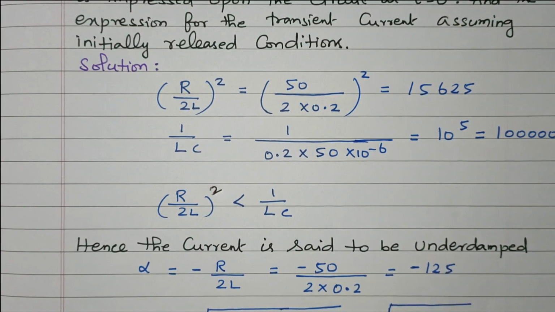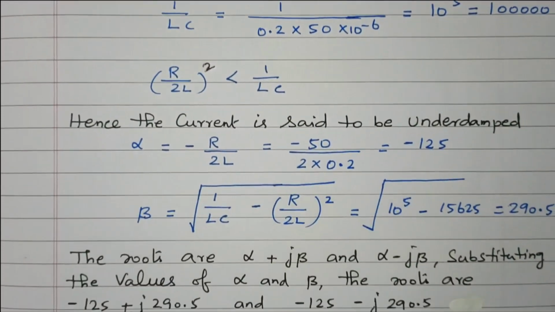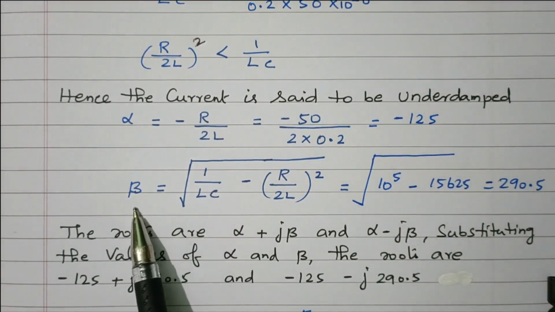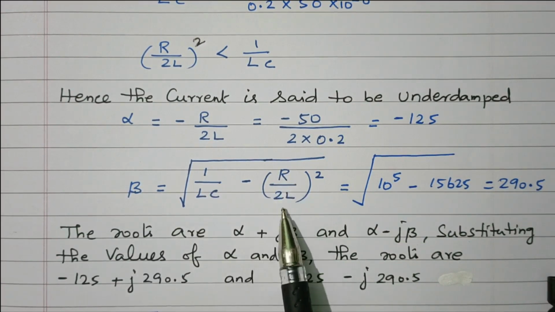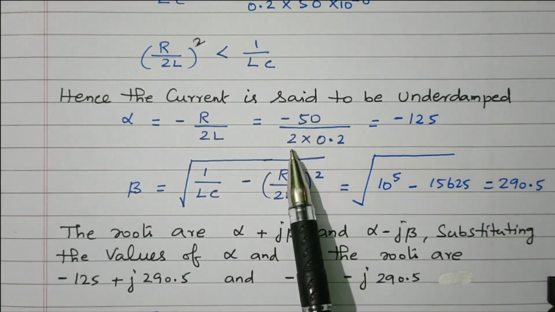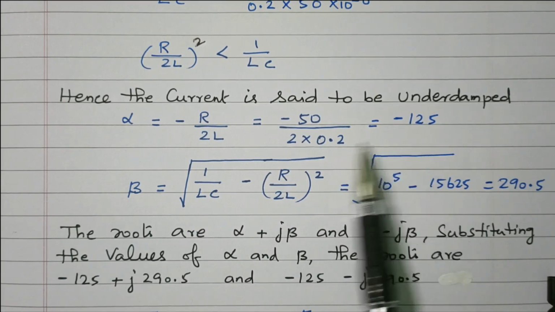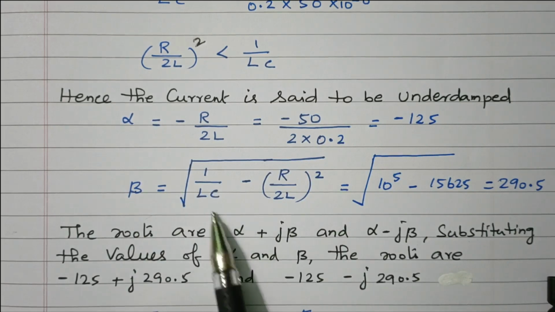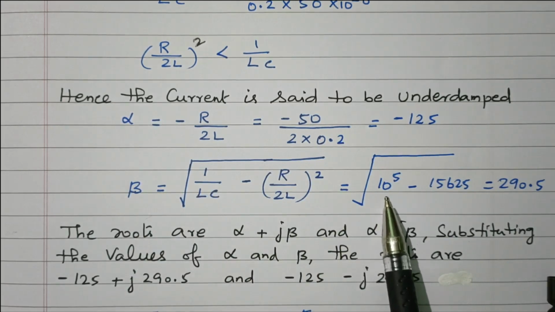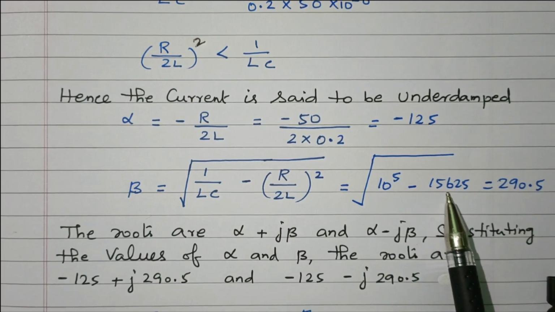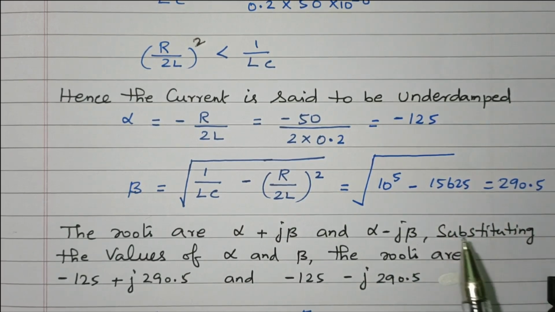Based on that we have two values available, alpha and beta. Alpha equal to minus R by 2L, beta equal to square root of 1 divided by LC minus R divided by 2L the whole square. So R by 2L, 50 divided by 2 into 0.2, minus 125. Alpha value is minus 125. Beta is square root of 1 divided by LC, which we already calculated, 10 to the power 5, minus R divided by 2L the whole square, also already calculated, 15,625. So it is 290.5. Beta and alpha values are now calculated.